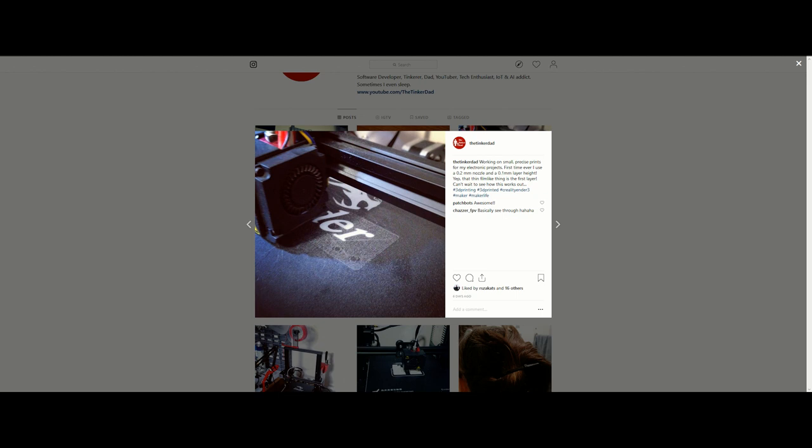So lesson learned. The smaller nozzle means that you will be constantly fighting under extrusion, and with the slicer settings you have to counter this. So let's get back to Cura.